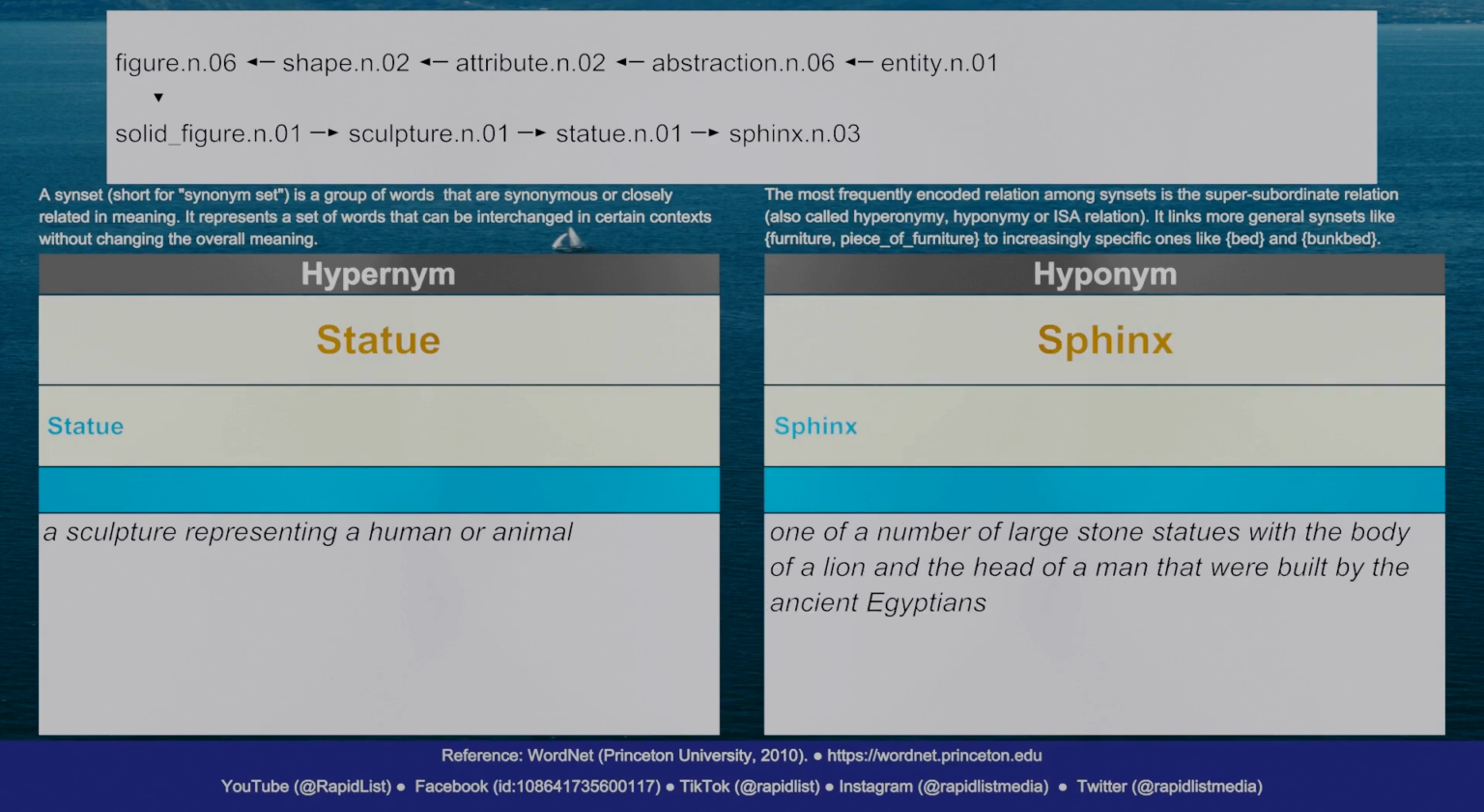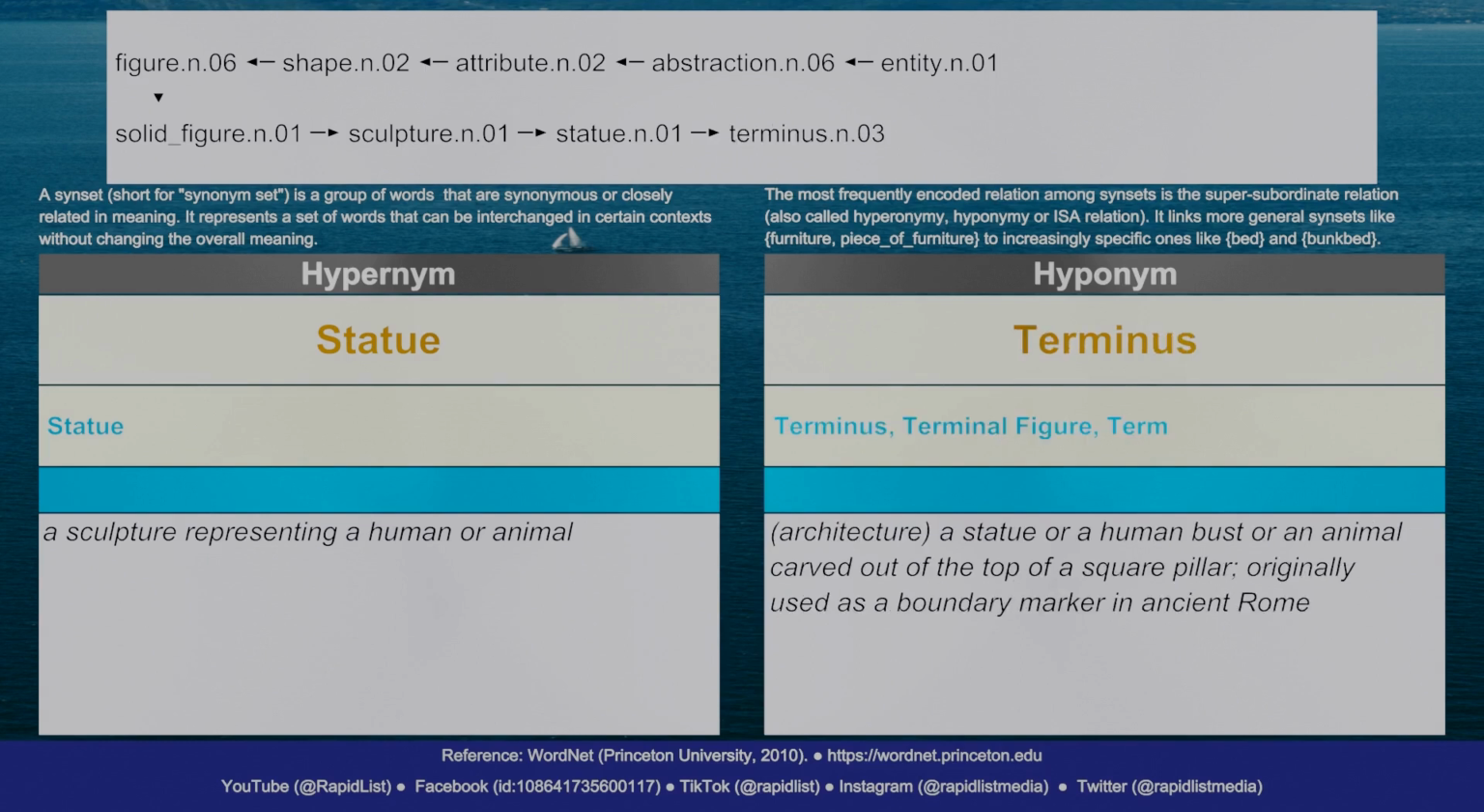Sphinx. One of a number of large stone statues with the body of a lion and the head of a man that were built by the ancient Egyptians. Terminus. Architecture, a statue or a human bust or an animal carved out of the top of a square pillar, originally used as a boundary marker in ancient Rome.